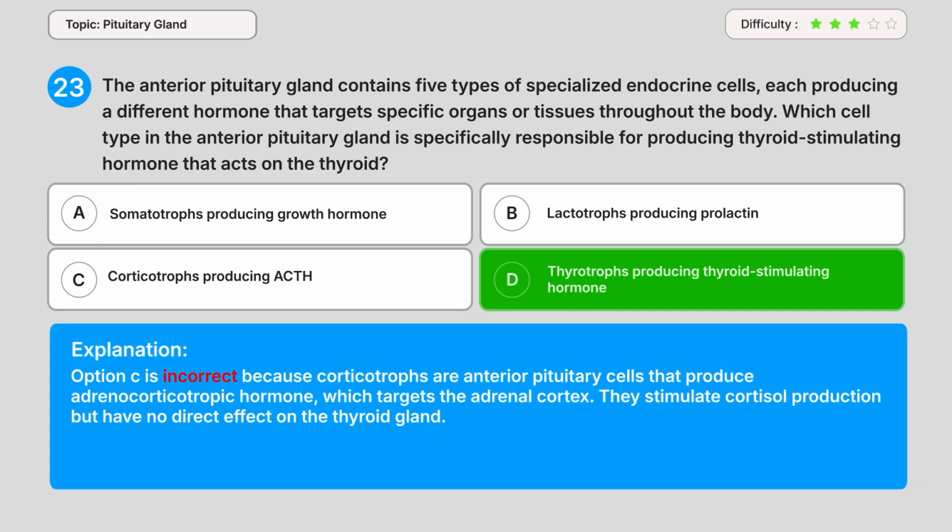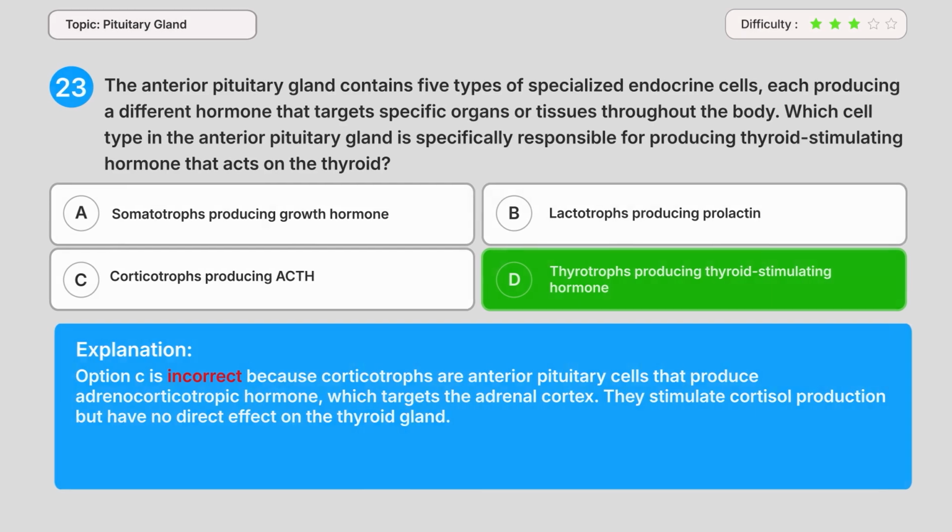Option C is incorrect because corticotrophs are anterior pituitary cells that produce adrenocorticotropic hormone, which targets the adrenal cortex. They stimulate cortisol production, but have no direct effect on the thyroid gland.